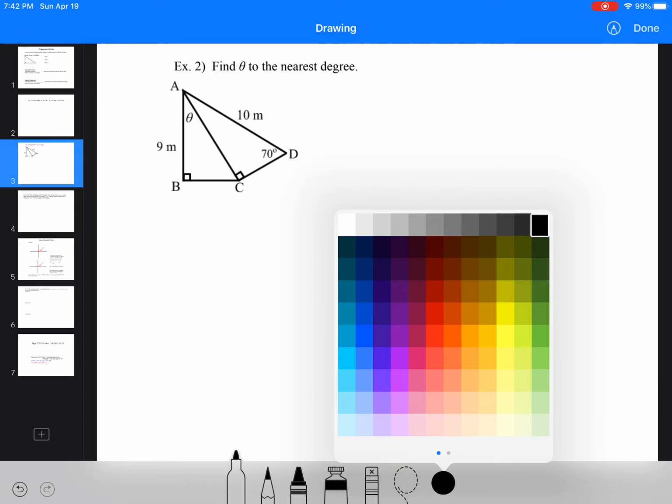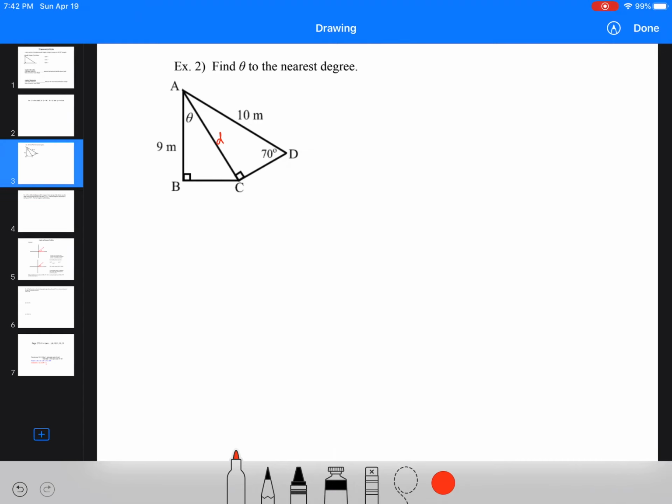In this one, it says find theta to the nearest degree. The first thing we have to realize is that when we're doing something like this, we have to find something common between these triangles. The common thing here is that D and B are the exact same value. So in triangle ACD, we can find angle A is 20 degrees if we wanted to. That's not really going to help us. We need to find side D.